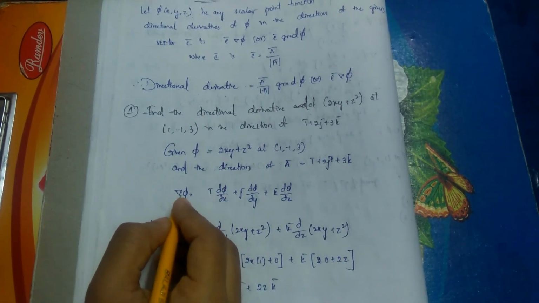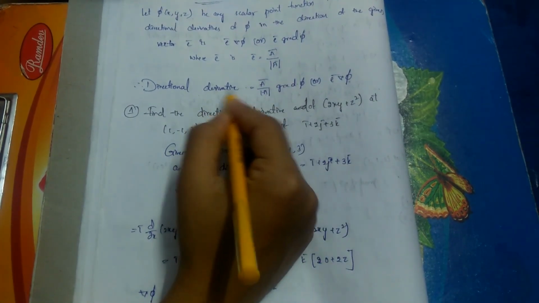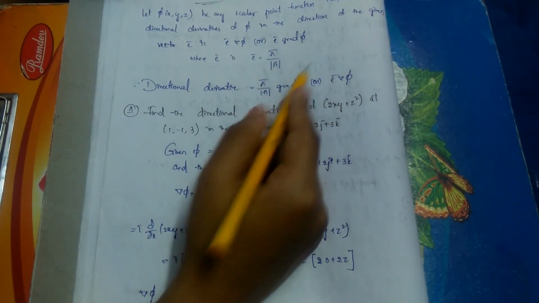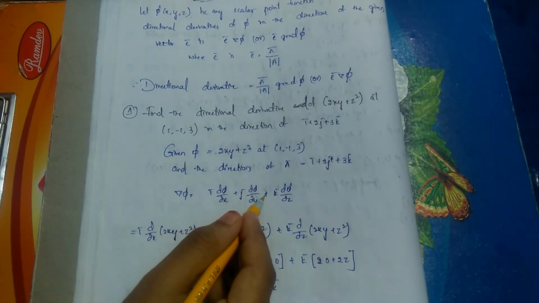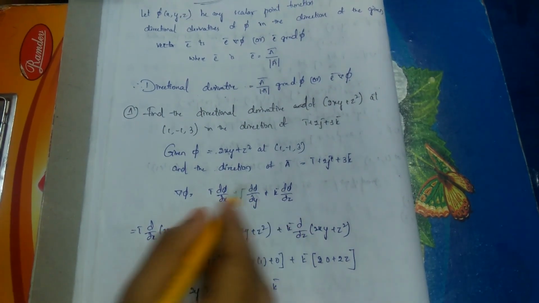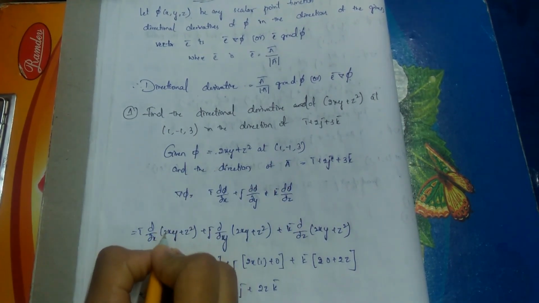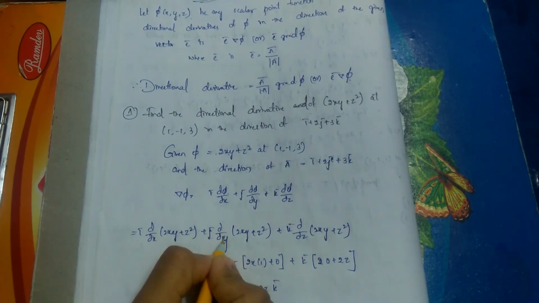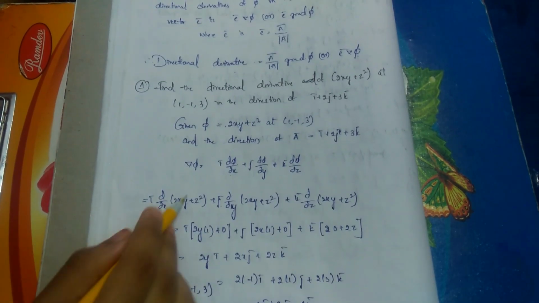Now first find del phi, nothing but grad phi, because in the directional derivative formula we have grad phi also. That is, del phi is equal to i bar dou phi by dou x plus j bar dou phi by dou y plus k bar dou phi by dou z. So i bar dou by dou x of the phi function, that is 2xy plus z square, plus j bar dou by dou y of 2xy plus z square, plus k bar dou by dou z of 2xy plus z square. Now differentiate here.